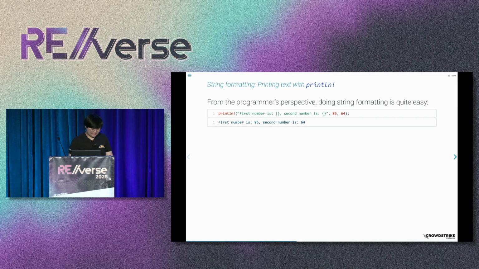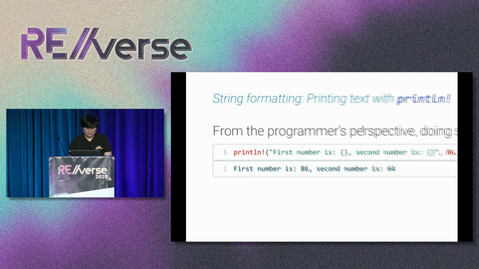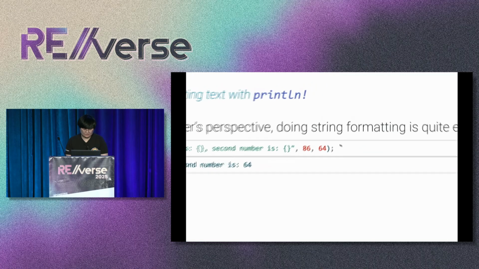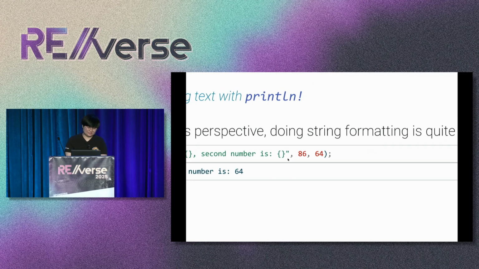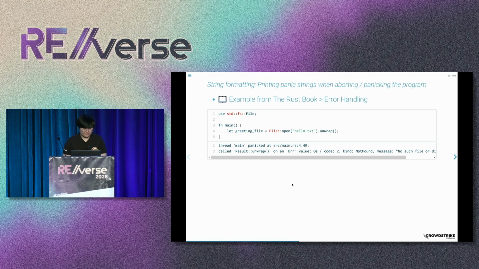So this is how you do string formatting in Rust, from the programmer's perspective. I'll zoom in a little bit here. There's this println macro that works very similarly to every string formatting function in every other language, where you have some literals, and then a placeholder for whatever value you want to put in, and then another literal and another placeholder for another value. So it's quite easy from the programmer's perspective.